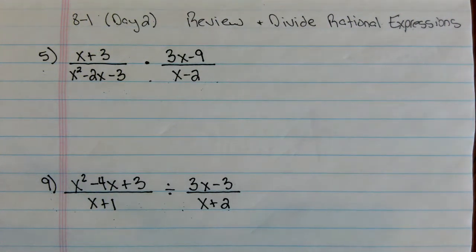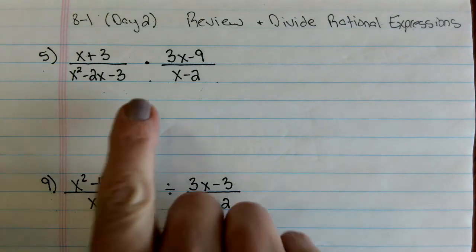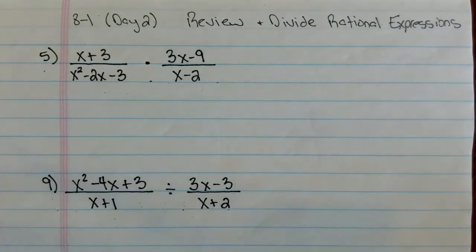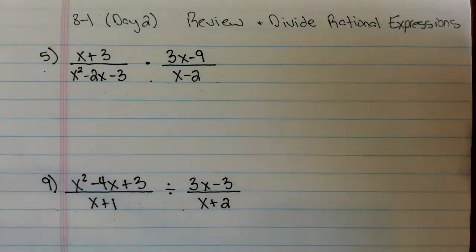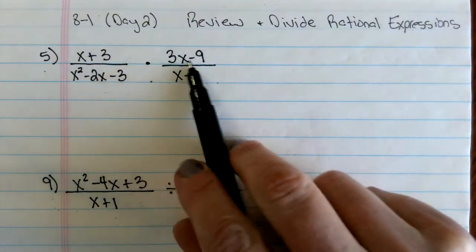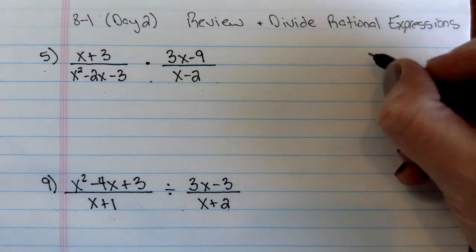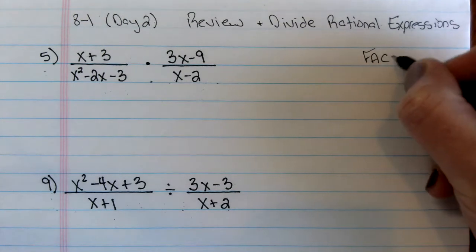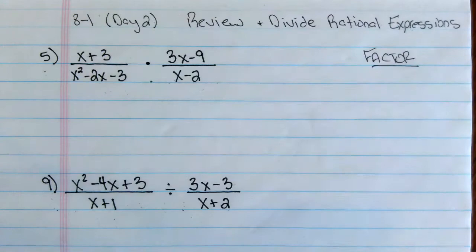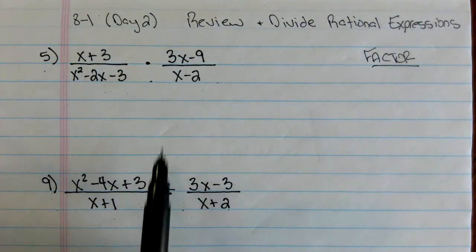Algebra 2, we're going to do an abbreviated version of our notes. So I wanted to start off with a review problem that has multiplication in it. So when we have a multiplication problem with all these different terms, the first thing that we need to do is factor everything that can be factored.